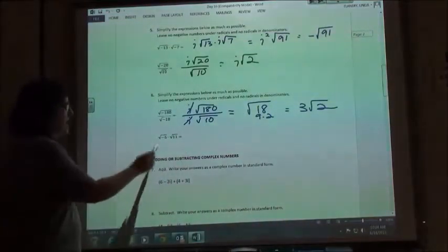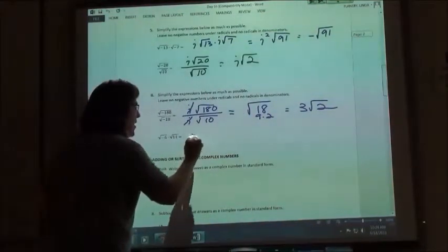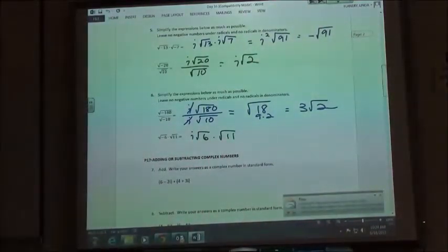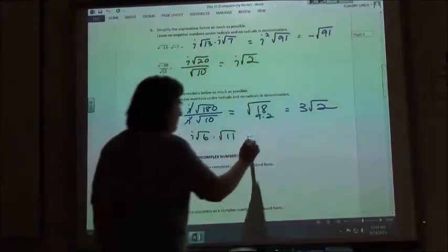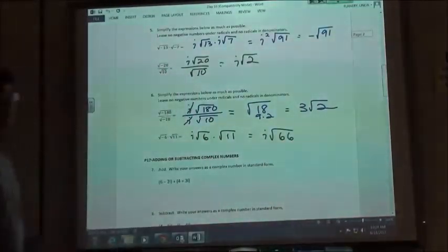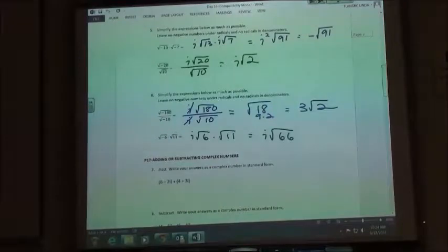And the next one there again, that one has a negative, so i square root of 6 times the square root of 11. Can't simplify the 6 or the 11, so I'm going to go ahead and multiply, and I would get i square root of 66, right? Can't think of any perfect squares that go into 66 either. This is going to be my answer then.